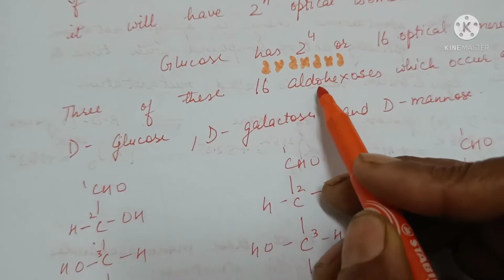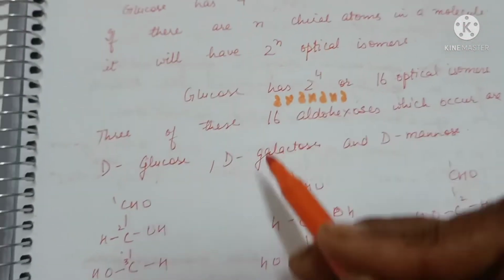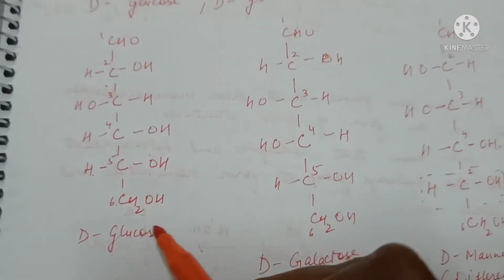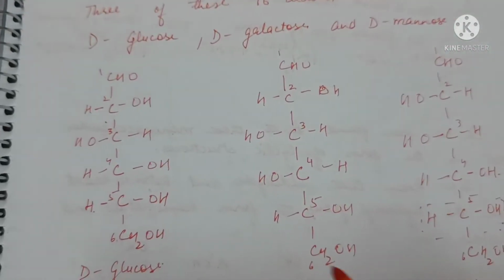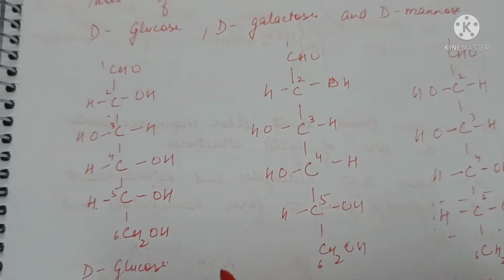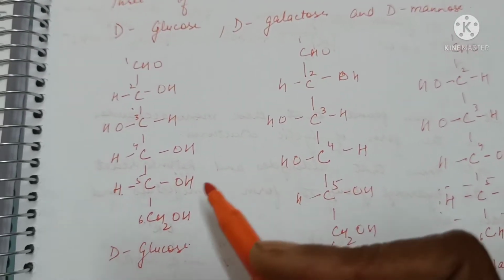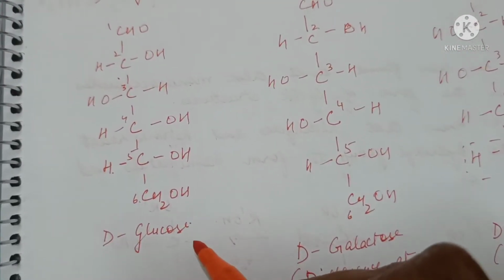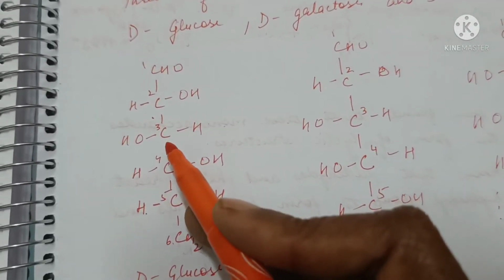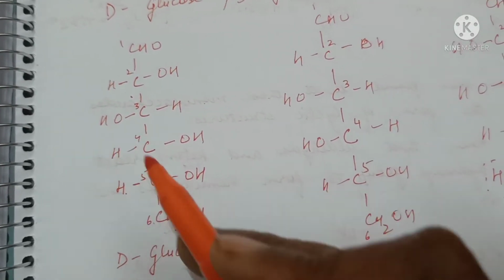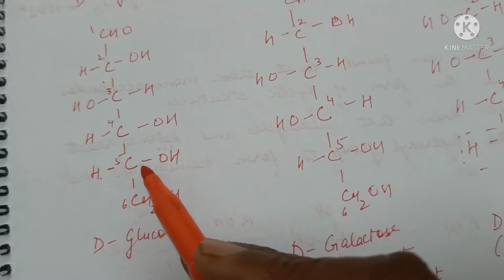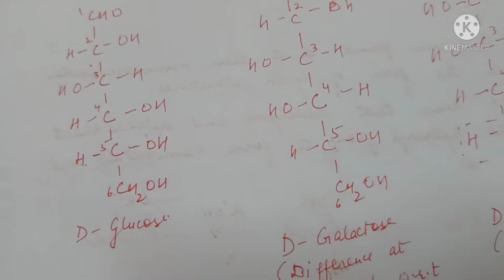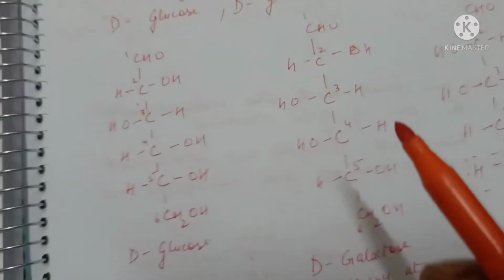Three of these 16 aldohexoses are D-glucose, D-galactose and D-mannose. The difference arises only in the positions of OH towards left or right, otherwise the formula is the same. So in D-glucose, we have the 3rd carbon having OH to the left and the last, 5th chiral carbon atom having OH to the right. So it's D-glucose, it's optically active. D-galactose has a similar structure.